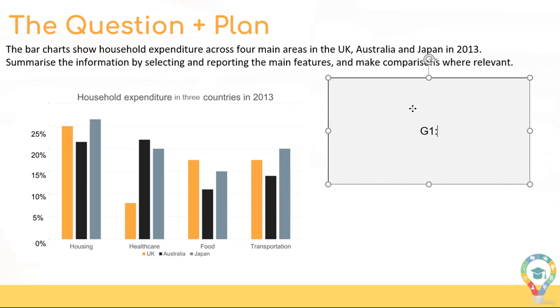Group 1, we have housing and healthcare. And in group 2, we'll go with food and transportation.